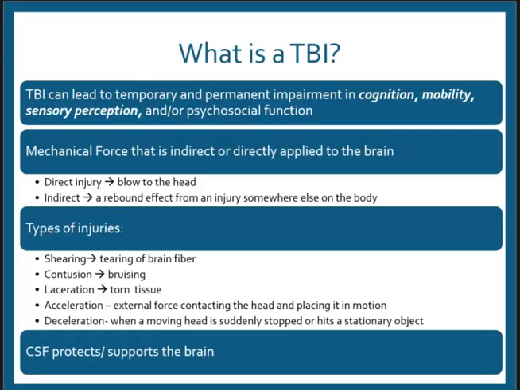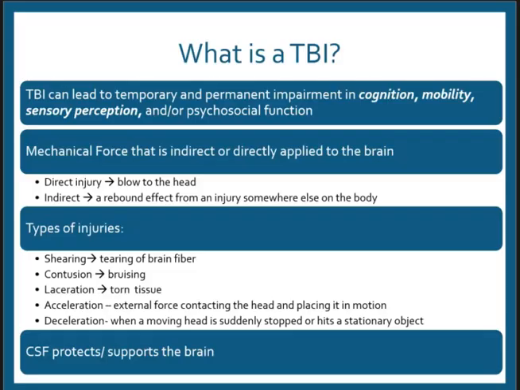So a direct injury would be that initial blow to the head. An indirect injury or that secondary injury is a rebound effect from that initial injury or a rebound effect from something else that has happened. I kind of think of your indirect injury as maybe whiplash. So you're in that motor vehicle accident, you get hit in the back of the car by someone that's going like 60 miles per hour and you're at a stop sign.